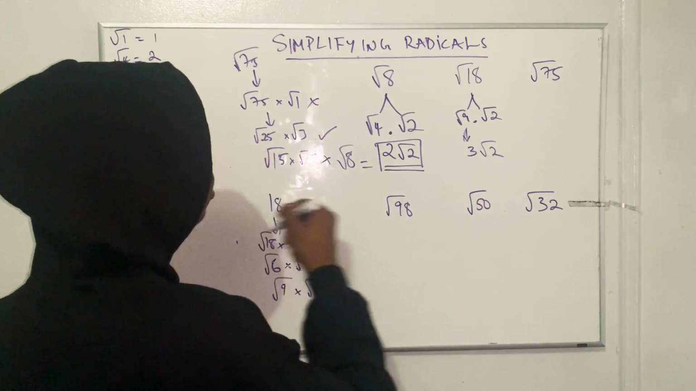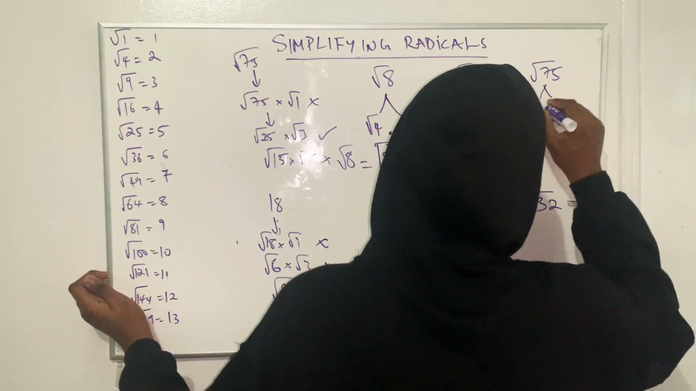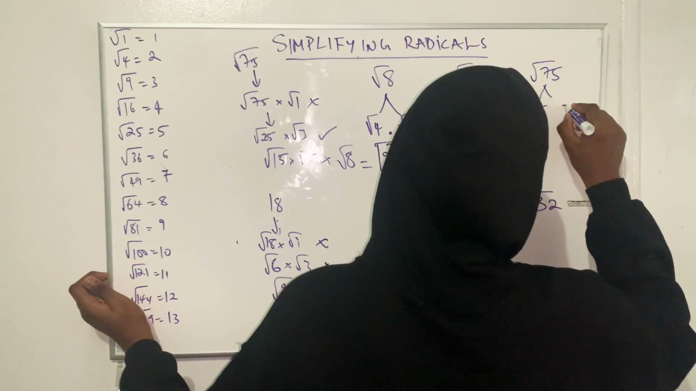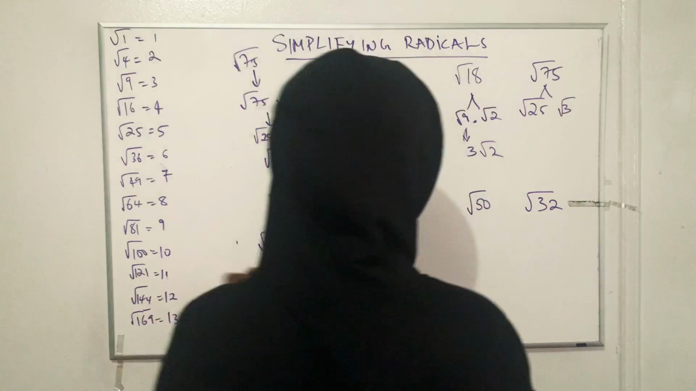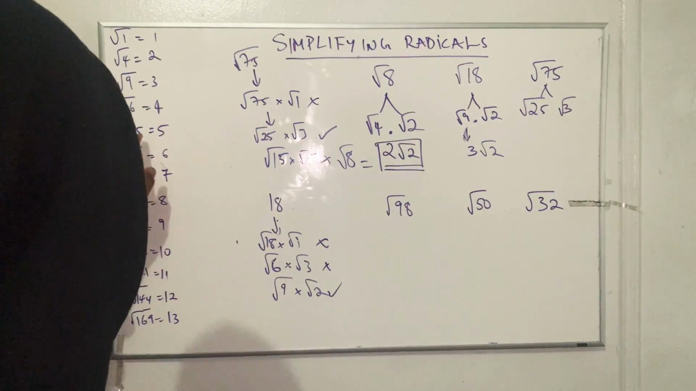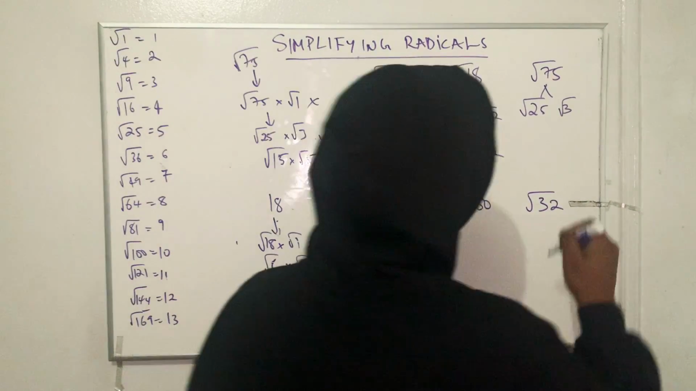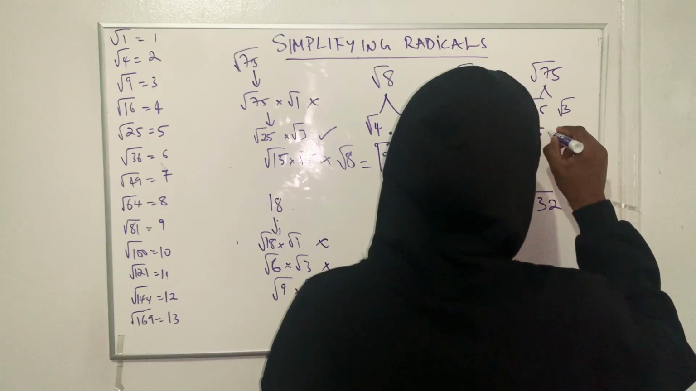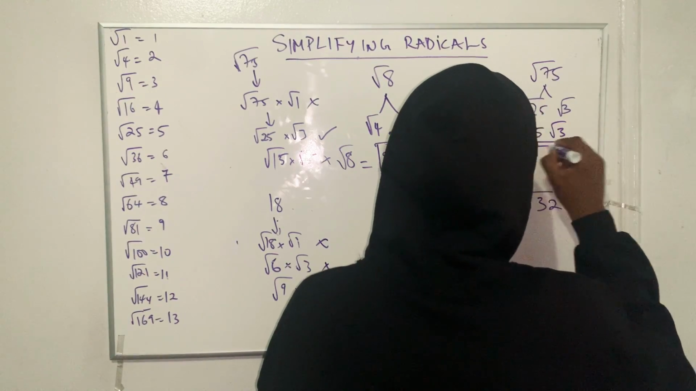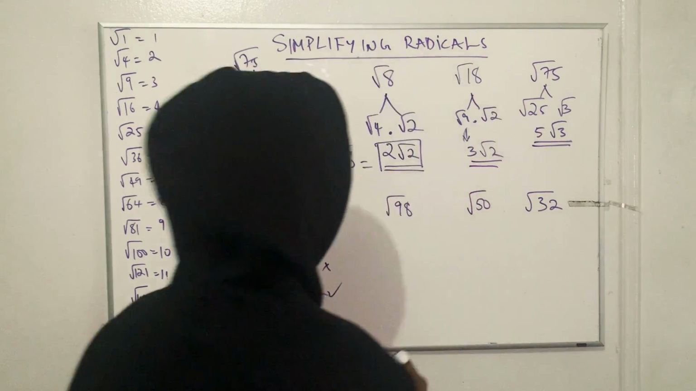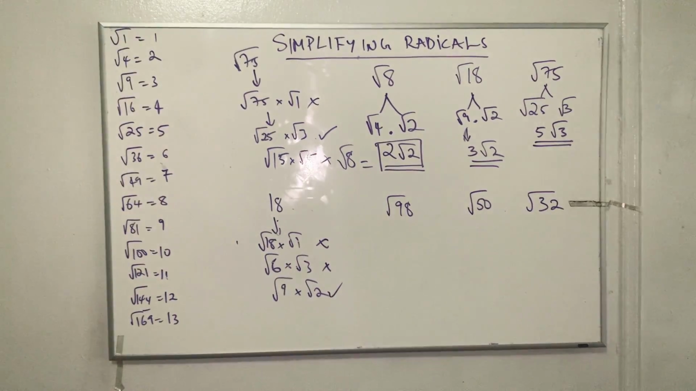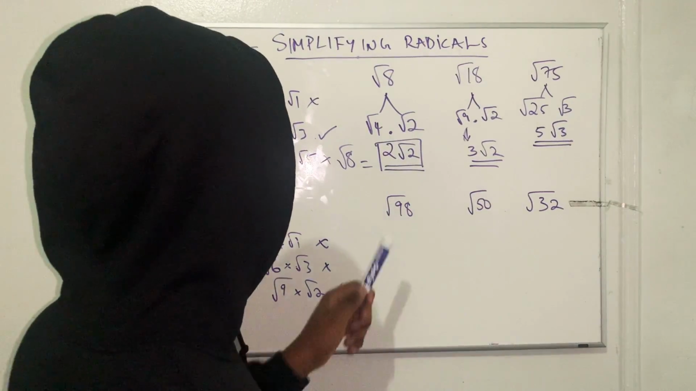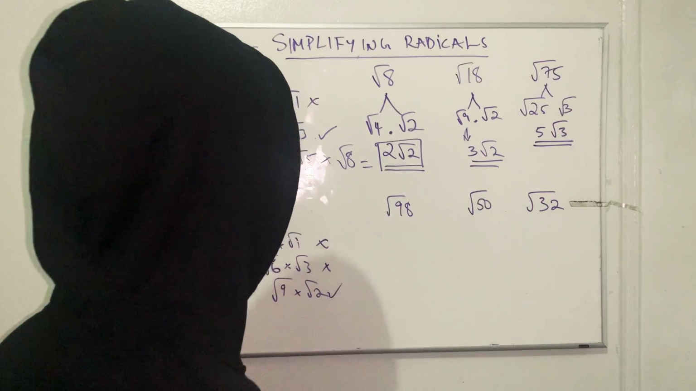So is this the only one? So we have 25 times 3, because 25 is a perfect square. It's over here. So the square root of 25 is 5. So we have the answer as 5 root 3 as our final answer. Right? So good. What about the square root of 98?